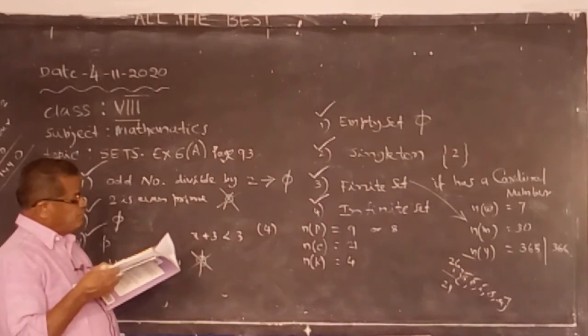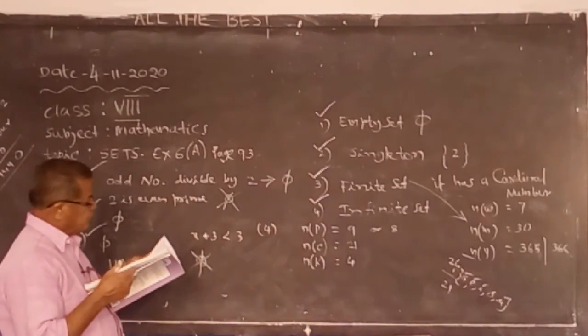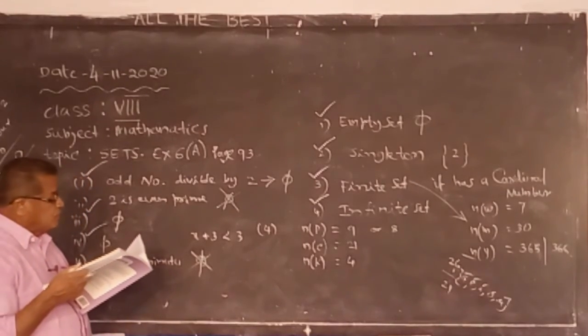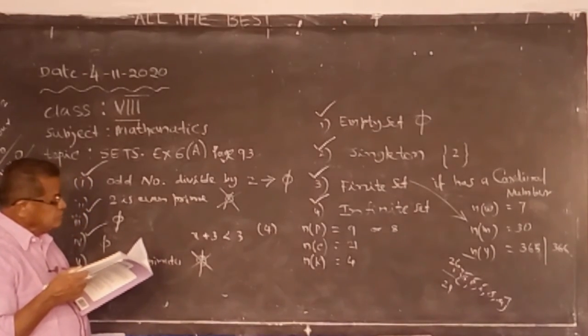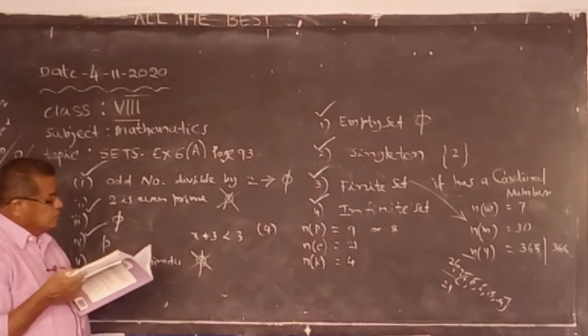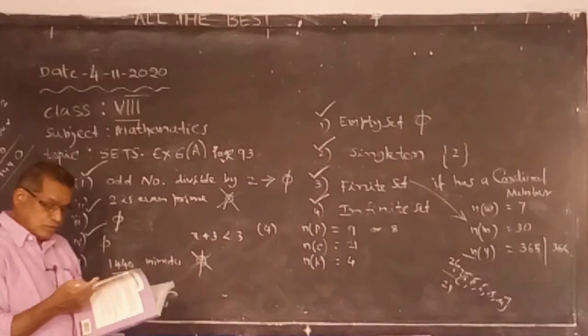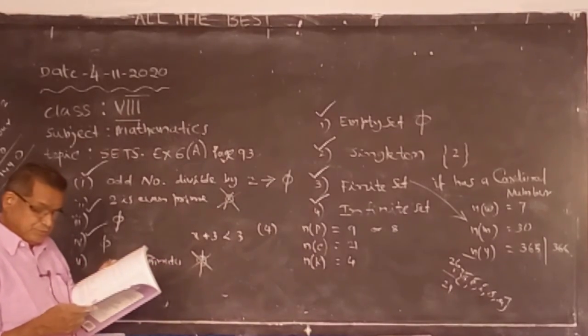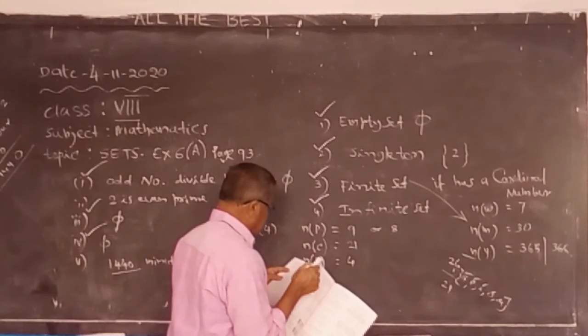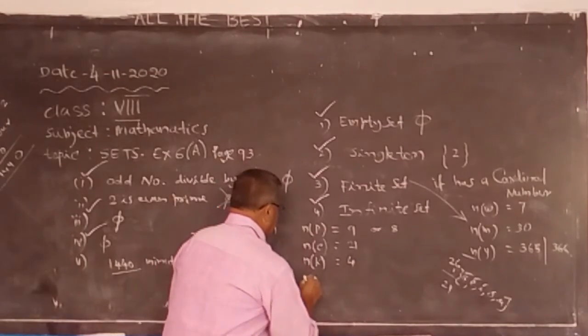X plus 3 equal to 0, where x belongs to N. We can't find a natural number for it. So the answer is 0. Yes, so this is question number 4.